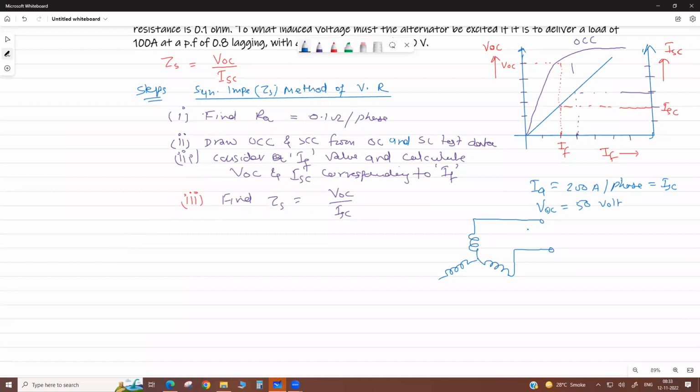Suppose you're running on open terminal voltage, so we measure the voltage here between the lines. And when we short this, we put an ammeter also here. Now in star connection, the phase current equals the line current, correct? When it is shorted, the voltage becomes 0 and the current becomes the short circuit current. This is not the armature current, it is a short circuit current, okay.